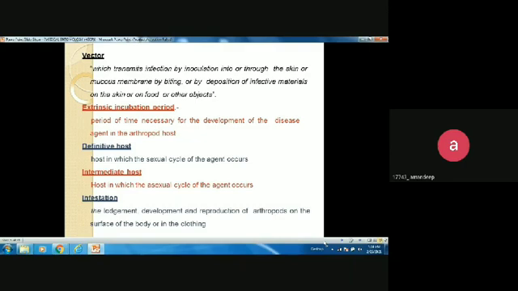Second is extrinsic incubation period. It is the period of time necessary for the development of the disease agent in the arthropod host. Third is definitive host. It is the host in which the sexual cycle of the agent occurs. Fourth is intermediate host. It is the host in which the asexual cycle of the agent occurs. Fifth one is infestation. The lodgement, development and reproduction of arthropods on the surface of body or in the clothing.